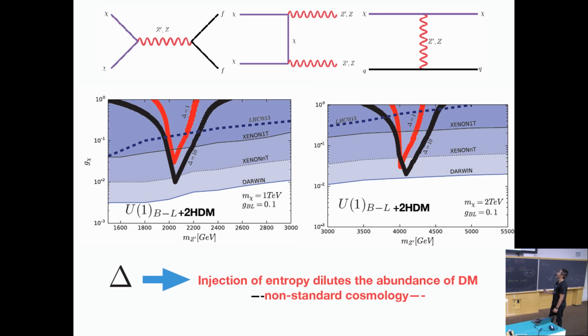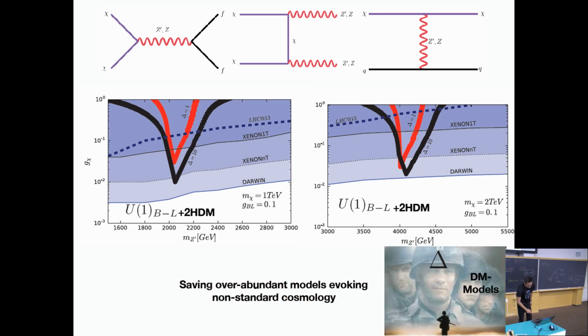This is for 1 TeV, and this is for 2 TeVs as the dark matter. So even if we invoke non-standard cosmology, we can see that the upcoming experiments for direct detection can rule out the whole parameter space of this completed scenario. Well, as I say, we can just invoke this non-standard cosmology in order to save, in some sense, the model, but still, for example, Darwin will rule out everything as well here.